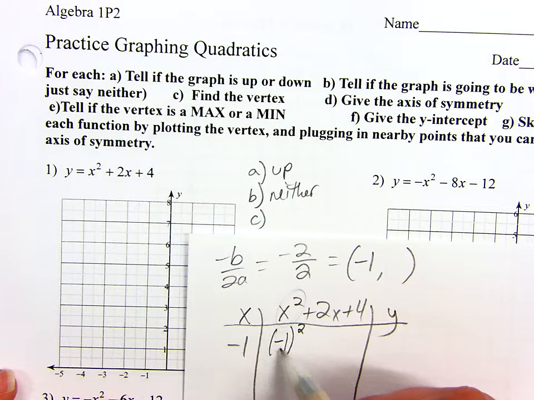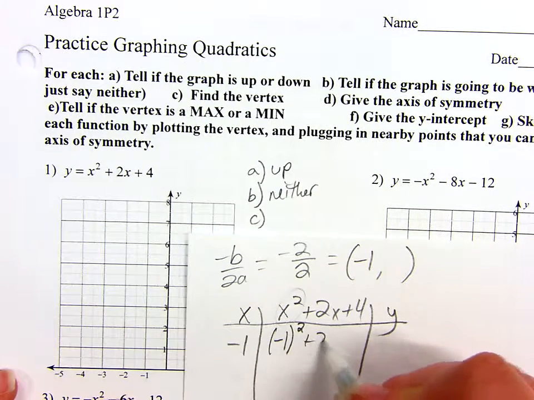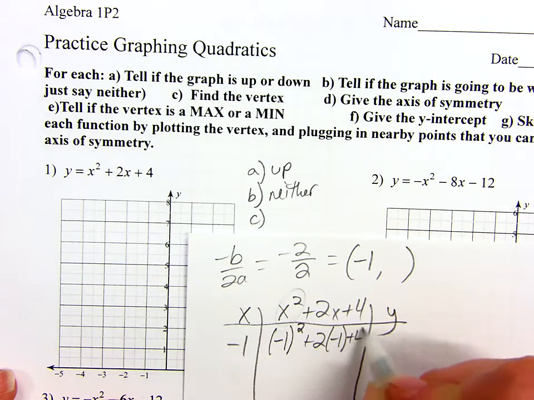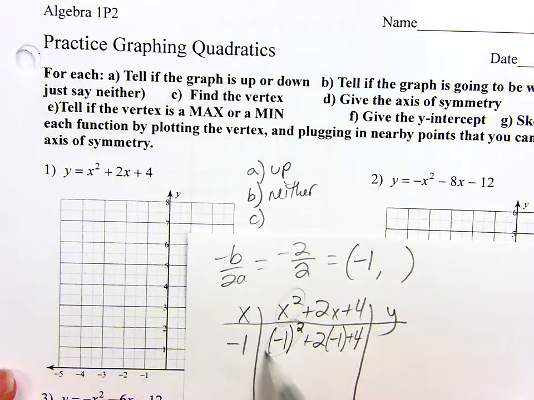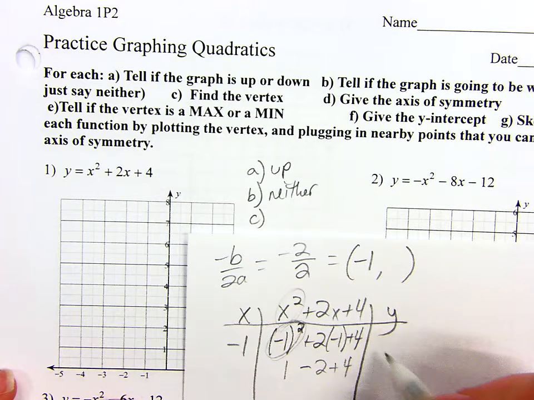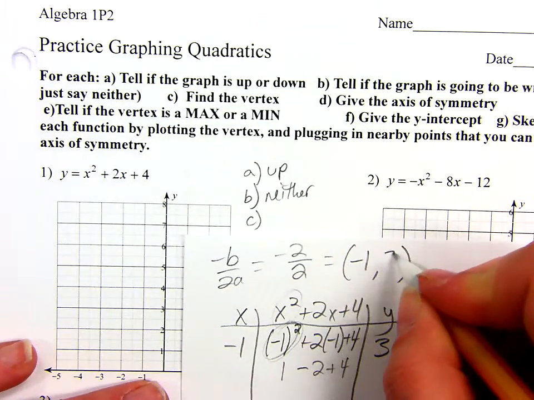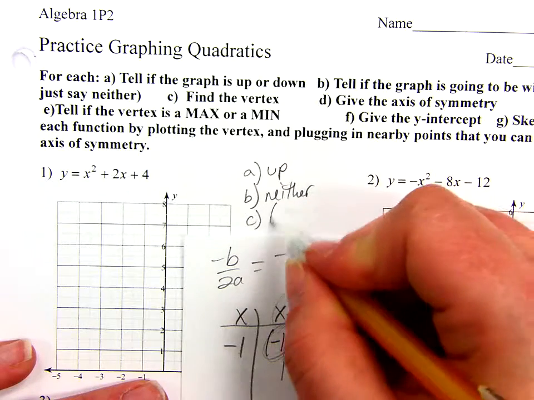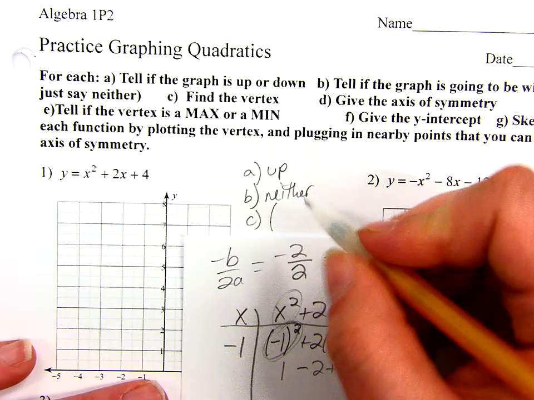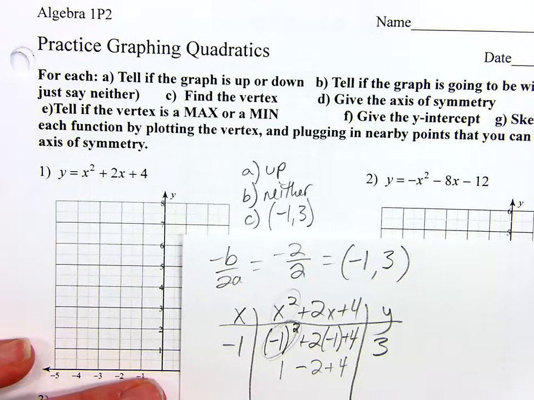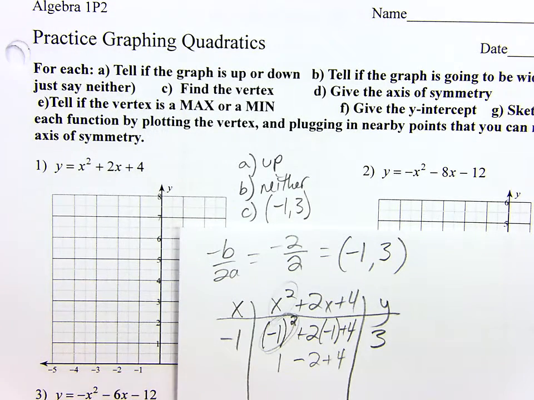This means whatever x is, square it. The whole thing. X is all that. So I want to square all that. Plus 2 times negative 1 plus 4. So this is now a positive 1 minus 2 plus 4. So I get out a 3. So now I have the answer to part C, which is my vertex. The vertex is at negative 1 comma 3. Is everybody okay so far?